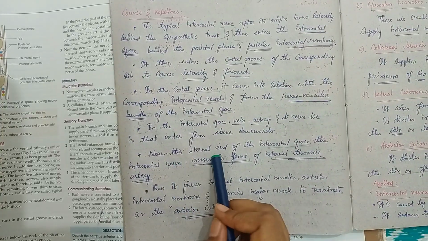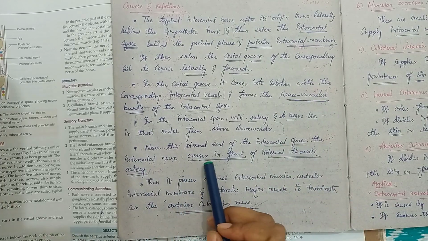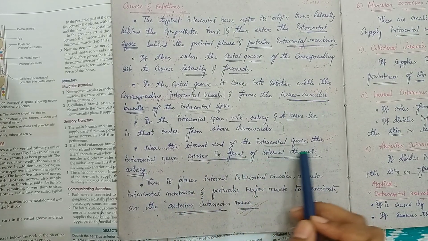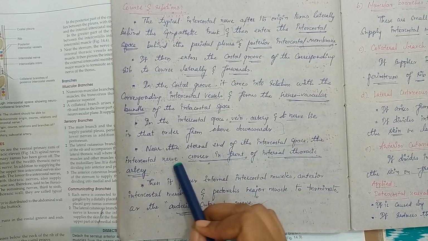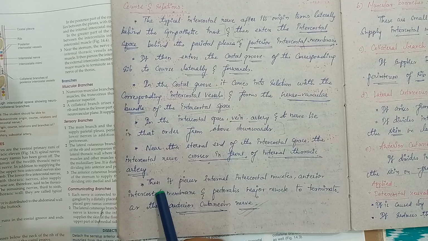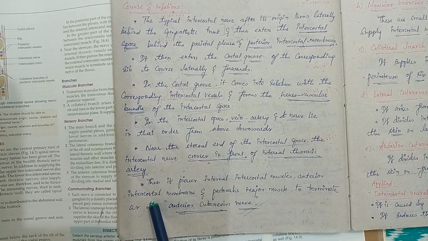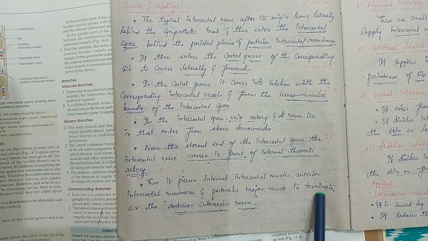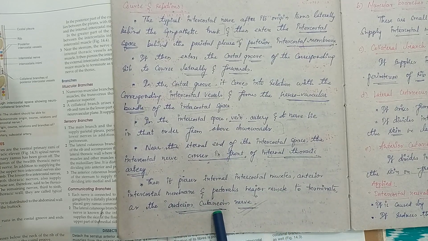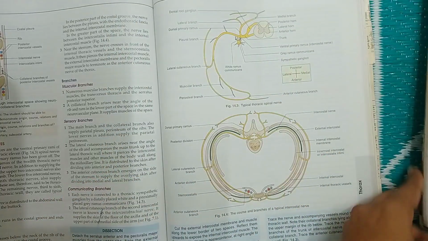Near the sternal end of the intercostal space, the intercostal nerve crosses in front of the internal thoracic artery. This is the internal thoracic artery, an important point. Then it pierces the internal intercostal muscle, anterior intercostal membrane and pectoralis major muscle to terminate as the anterior cutaneous nerve. Let us see a few more branches.